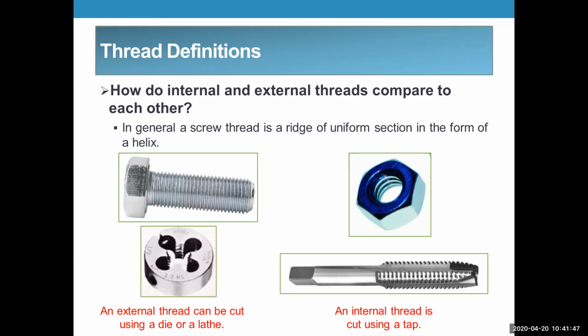An internal thread you can't really roll. So generally speaking, for nuts and anything that's got an internal thread, it has to be cut somehow. So that can be some kind of a limitation. And Bob, correct me if I'm wrong about that, but I've never seen a nut with a roll thread. No, I haven't either.